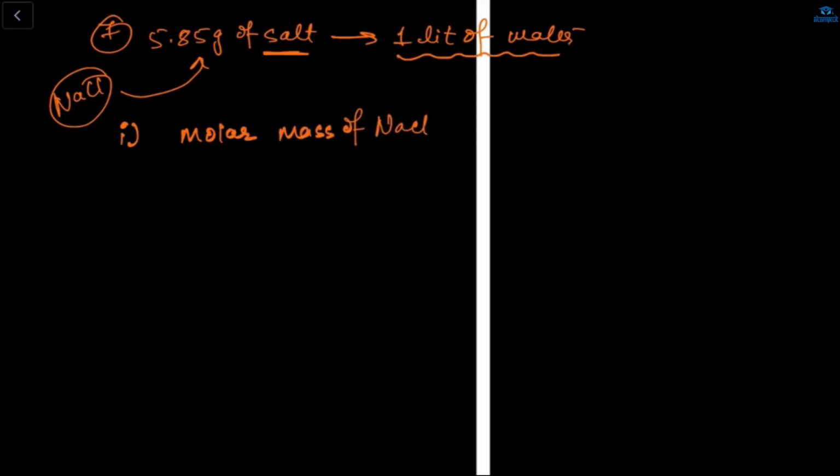So it will be what? Ma'am, it's basically 23 plus 35.5, which is 58.5. Yes. And what is the second one? Number of moles of NaCl dissolved. So you have to find number of moles here. Given mass upon that.